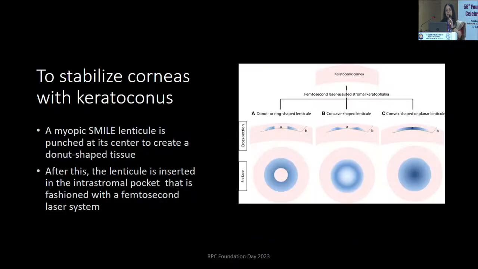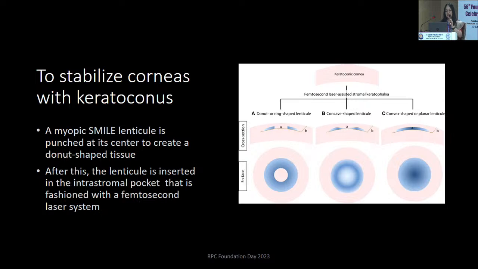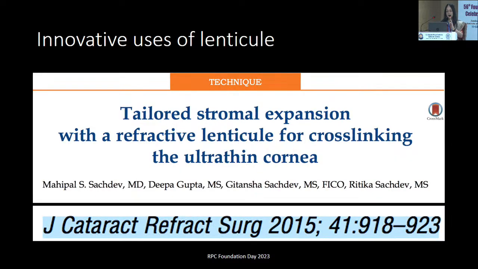To treat keratoconus, we usually take a lenticule and punch out the center so that you have only the peripheral ring, and then put it in the keratoconic patient, and this would act like an intacs for keratoconus. This also has been worked upon by several centers, and it seems to be working well in some hands, and there have been also presentations.